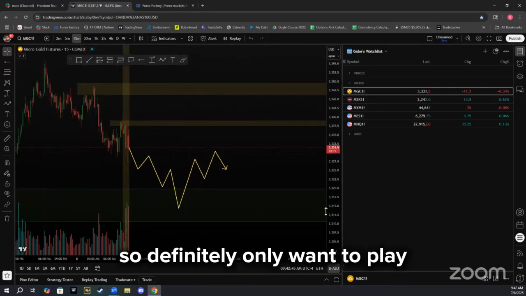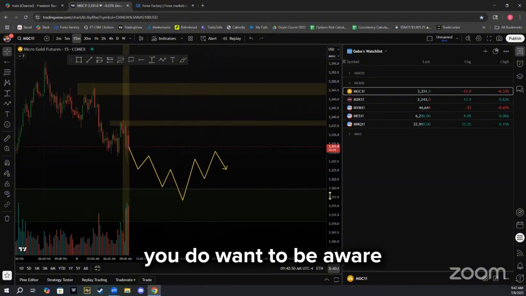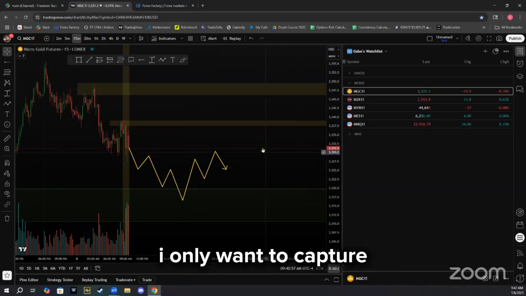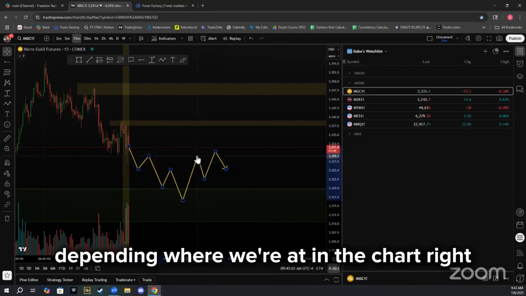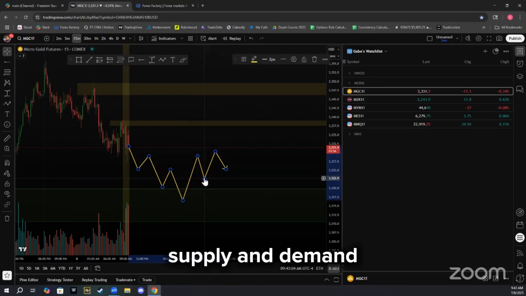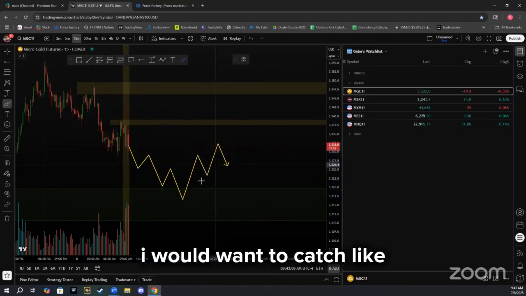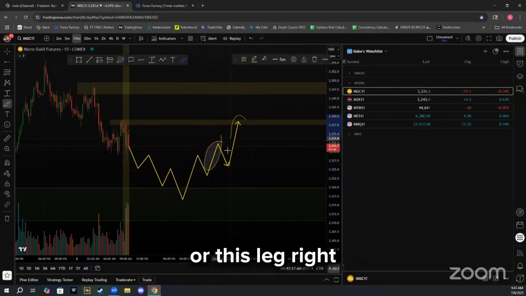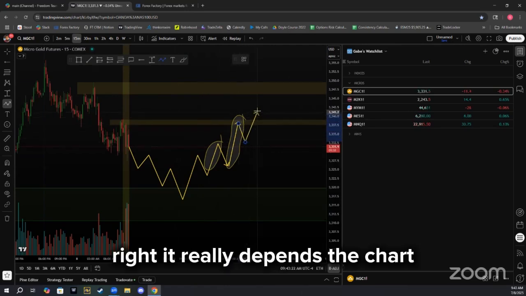Right. So definitely only want to play fresh zones. And also you do want to be aware of that momentum that you were talking about, like the legs. So usually when I'm trading, I only want to capture the first or the second leg up, depending where we're at in the chart, because usually there's supply and demand in the way. So in this case, I would want to catch either this leg or this next leg up, or this leg. But if we keep pushing up, it really depends on the chart, truthfully.